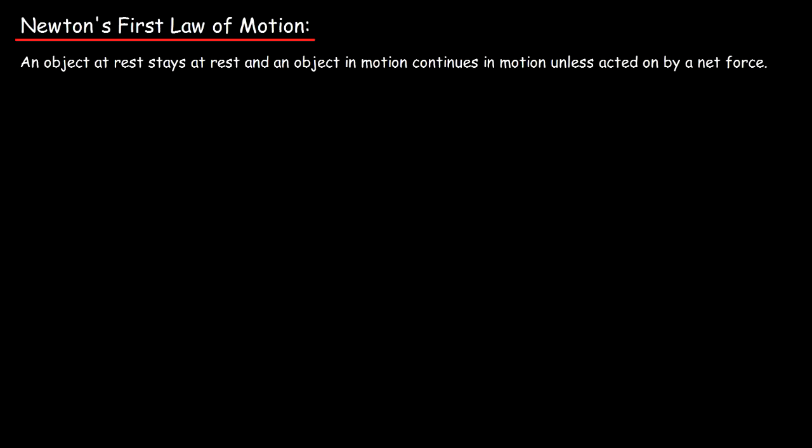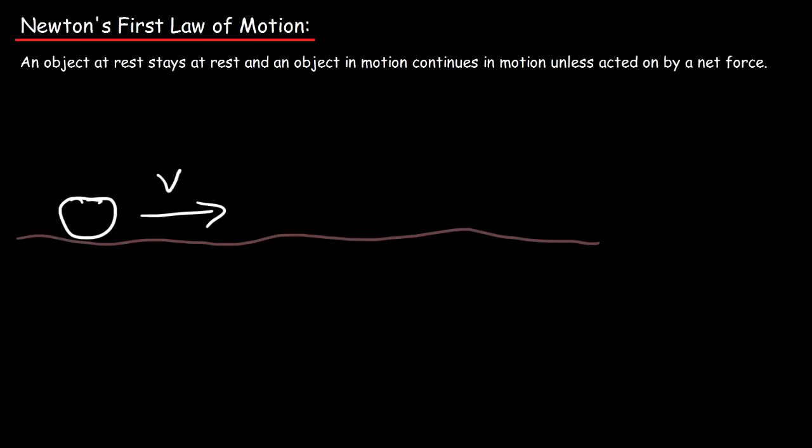Imagine a carpet floor. And let's say you place a ball on this floor and you give it a push. So the ball is moving. What's going to happen if you roll a ball against a carpet floor? That ball will eventually come to a stop. Now, why is that? Because Newton's first law states that an object in motion continues in motion unless acted on by a force.